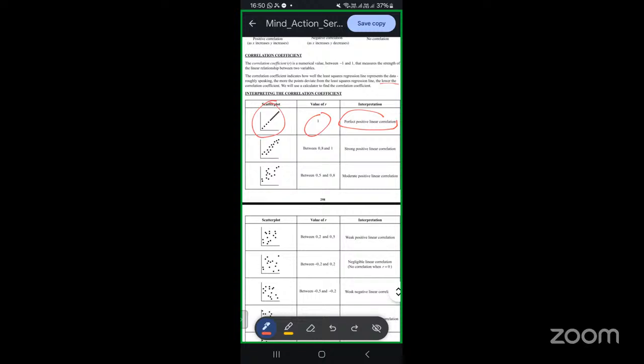If it's 1, just know that your data points will form a straight line. They will align directly on top of the line. Do you get that? Yes, sir.